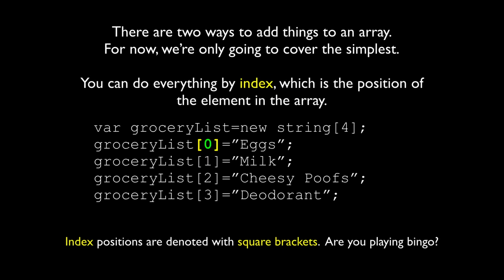So everything is done, as I mentioned, by numerical position, and the numerical position is always enclosed by square brackets. And you see here that we have 0 here. I just wanted to highlight that position. I made it green so that you could see it next to the curly braces. And that's pretty much the key to the kingdom.